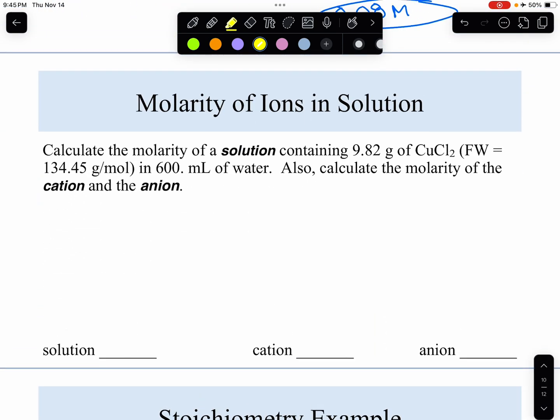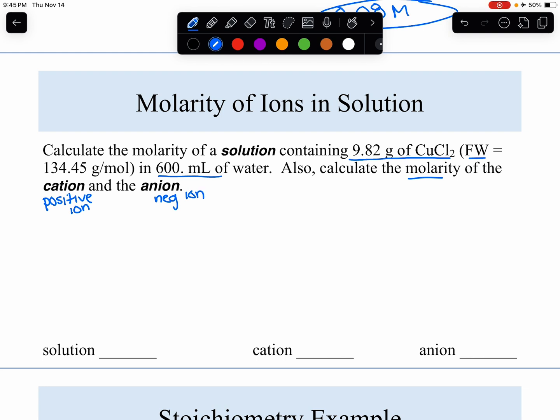All right, let's talk about molarity of ions. So we're calculating the molarity of a solution containing 9.82 grams of CuCl2, and I gave you the molar mass, or the formula weight, there to save you some work, and 600 mL of water. Then we need to calculate the molarity of the cation and the anion. Remember, the cation is just the positive ion. Typically, that's the metal. And the anion is the negative ion. And usually, that's the non-metal. So we'll focus on that in a moment.